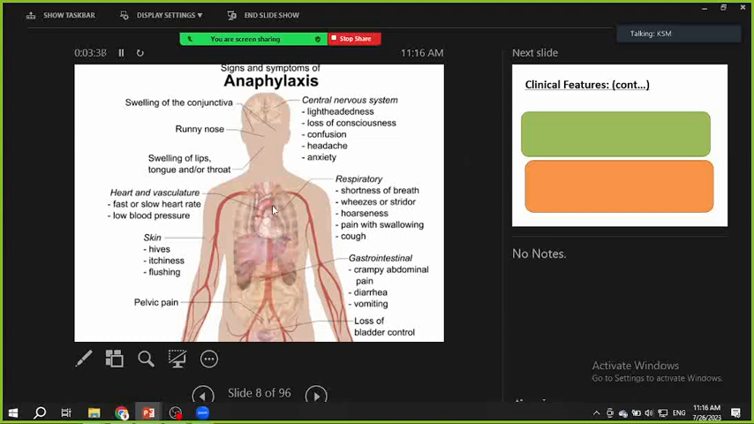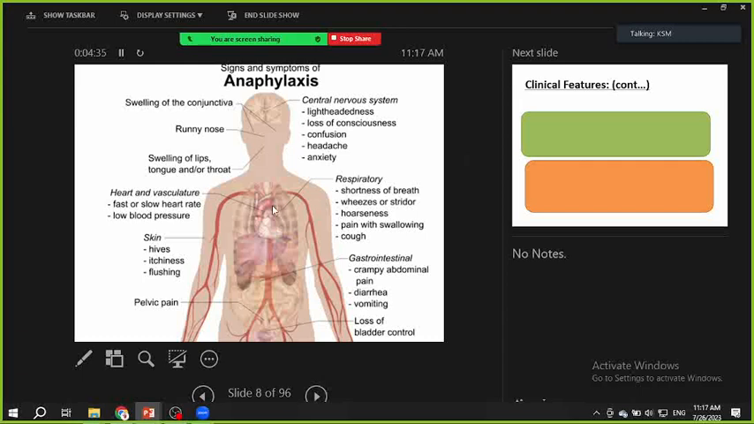So these are the signs and symptoms. This is very important, because patients come with various clinical features. In the context of suspecting anaphylaxis, you might encounter one of these features: lightheadedness, confusion, anxiety, shortness of breath, wheezing. You might think that is an exacerbation of asthma, or may not. And cough, cramping abdominal pain, diarrhea, and vomiting, which is also a clinical feature of anaphylaxis. Loss of continence and pelvic pain, lower abdominal pain, are alarming symptoms of anaphylaxis. And skin: itchiness, hives, and flushing.